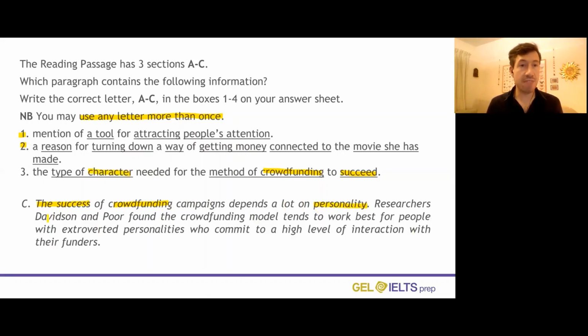And then it goes on to say researchers Davidson and Poor found that the crowdfunding model tends to work best for people with extroverted personalities. So this is a type of character, an extroverted personality. So we can see that all of this is paraphrased in here, and there are no distractors. So C would be the correct answer for 3. So that's how you would answer matching paragraphs to statements.